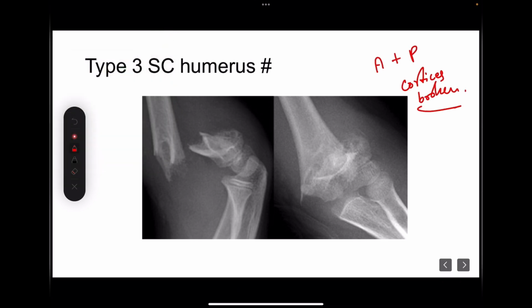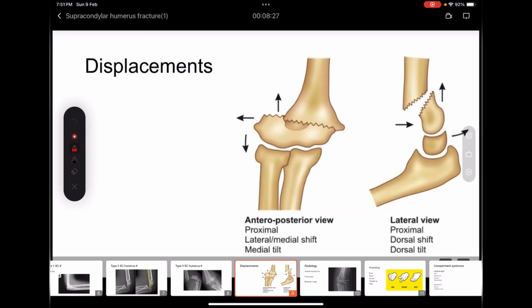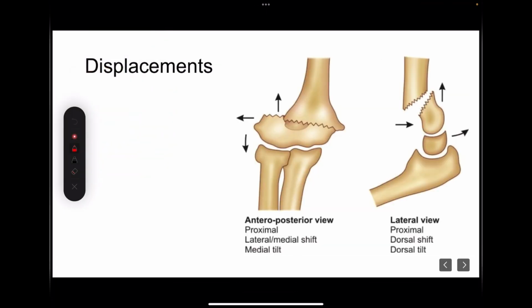free. And what is the difference between type 3 versus type 4? This is an intraoperative finding. Whether one periosteum sleeve is left intact or not will define the difference between type 3 and type 4. Type 4 will be highly unstable during the surgery. What all are the displacements we are likely to see in a supracondylar humerus fracture?